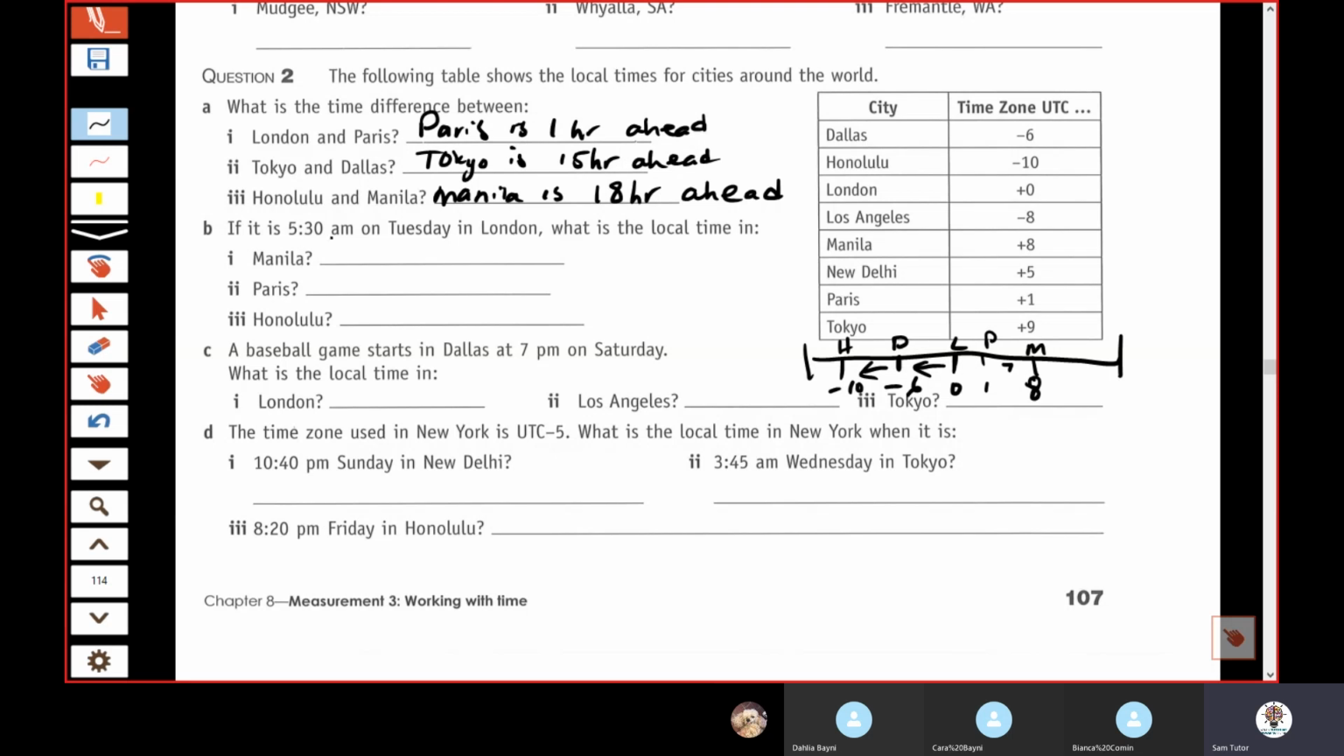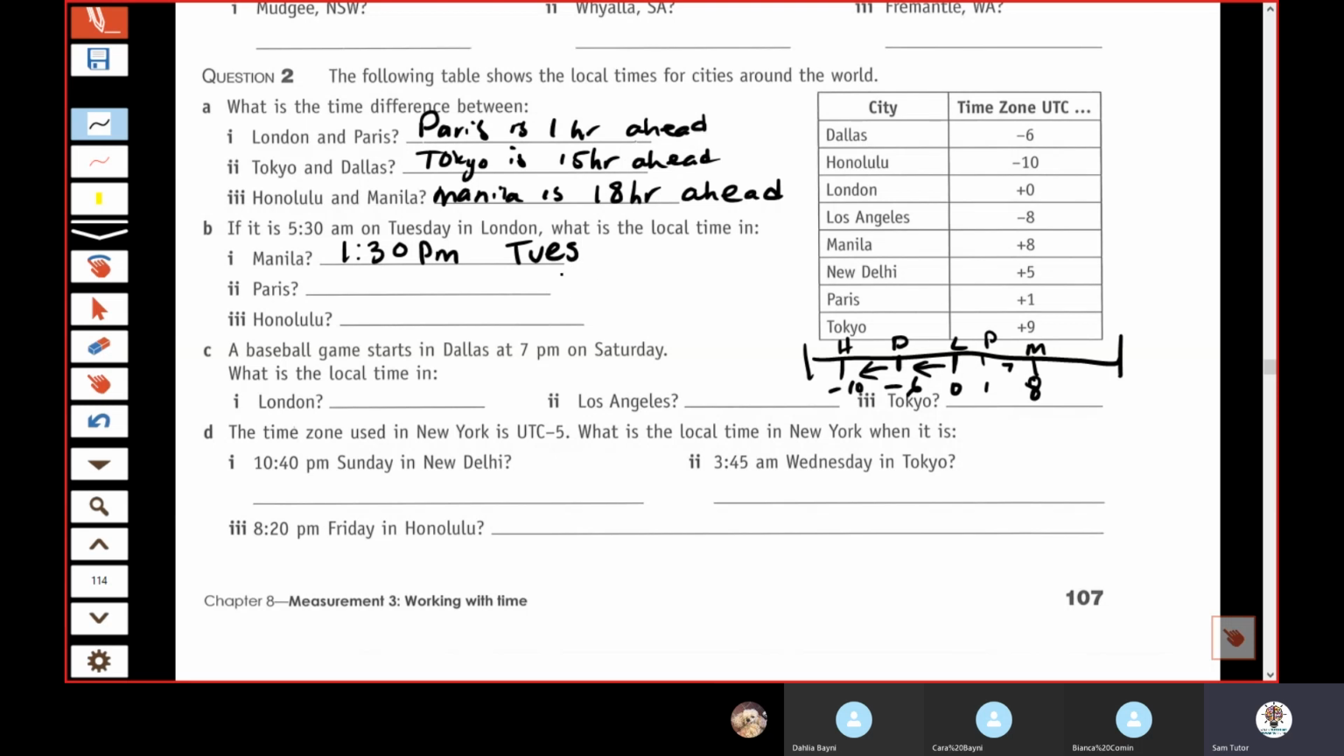If it is 5:30 a.m. on Tuesday in London, so right where you're in here, what is the local time in Manila? So +8. So 5:30 a.m. plus 8. Well, if I plus 7, that gets me 12:30. So plus 1 more should be 1:30 p.m. Still Tuesday.